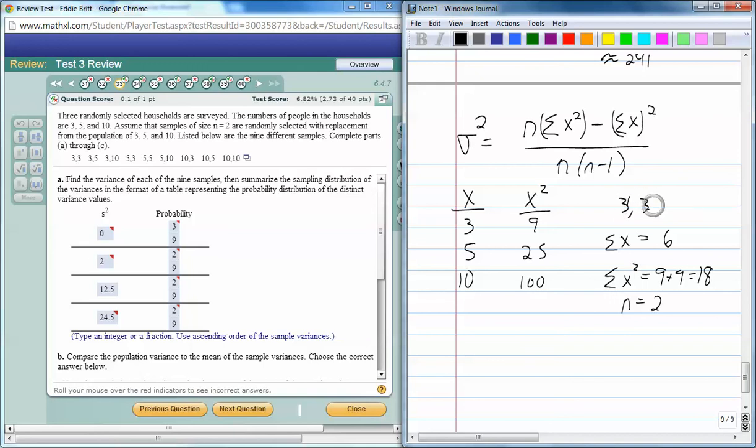I'll go ahead and tell you it's going to be 0 because there's no varying between 3 and 3. Those numbers are the same. It works out like that for any of the sets to have the same number. But let me work it out.